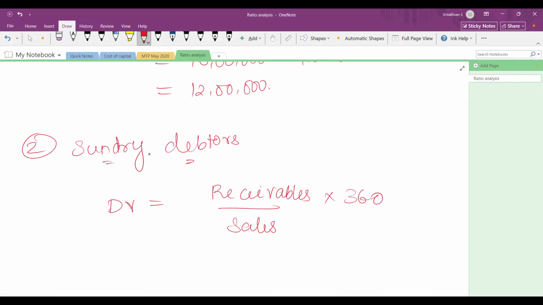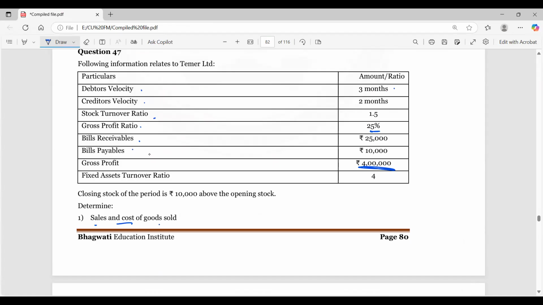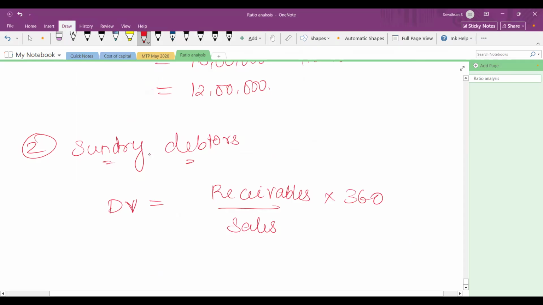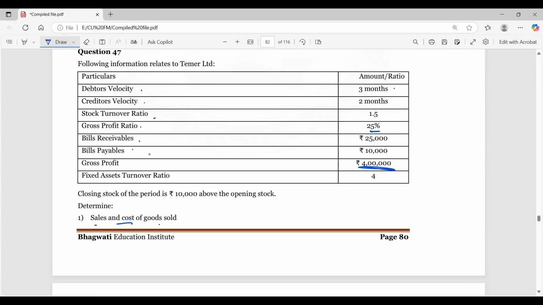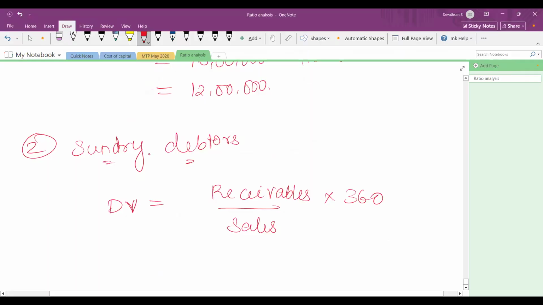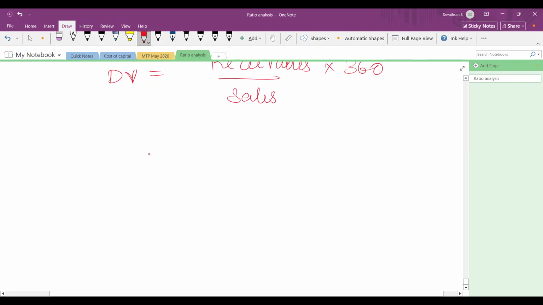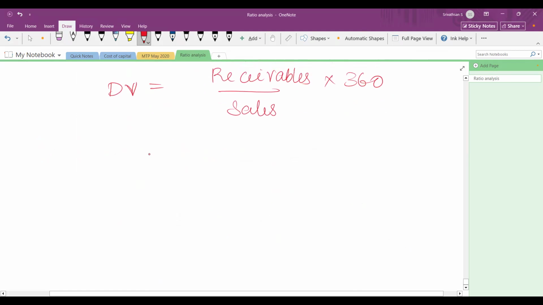Since debtors velocity is usually measured in terms of days, they have given 90 days and 60 days. If we use months, 12 by 3 is 4, and 360 by 90 is also 4. So here the answer will not change. 360 by 60 is also 6, and 12 by 2 is also 6. The answer will not change.